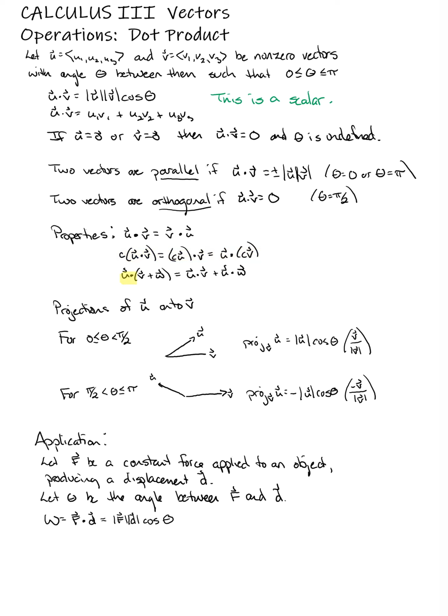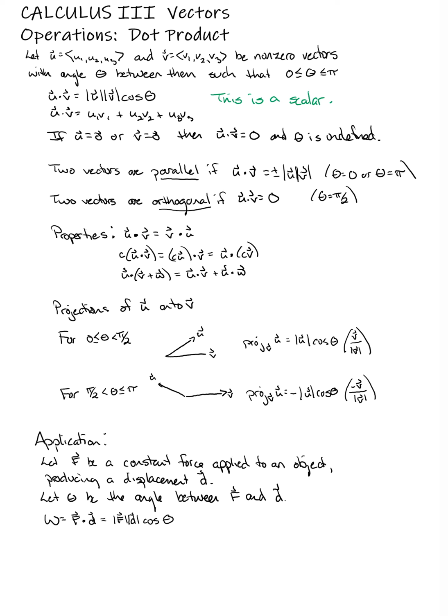And we also have a distributive property for dot products. If I have u dotted with the sum of v and w, I can rewrite that as u dotted with v plus u dotted with w. So again, a distributive property.